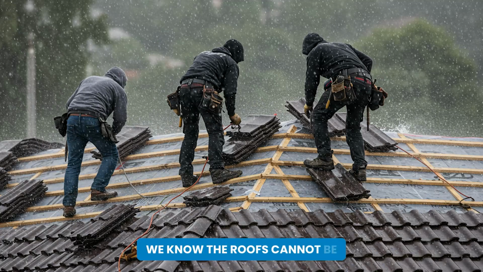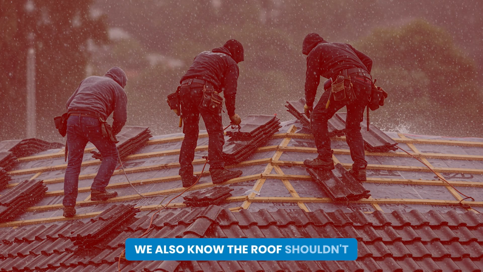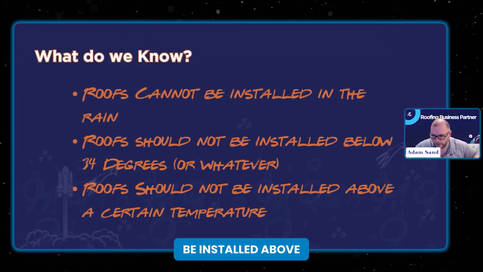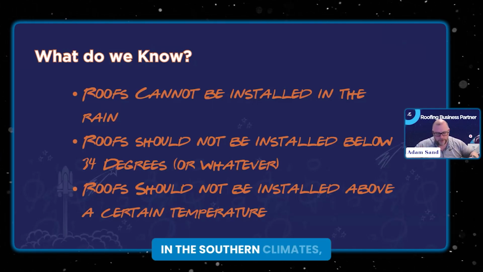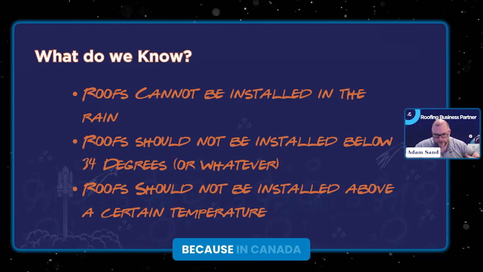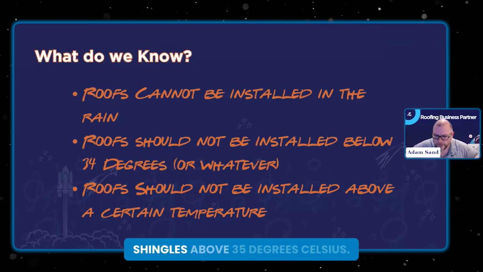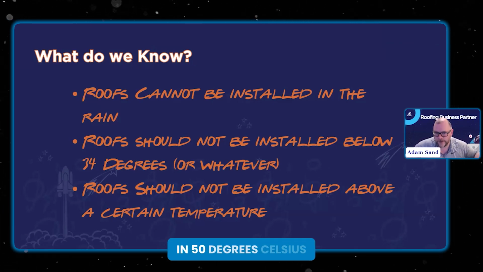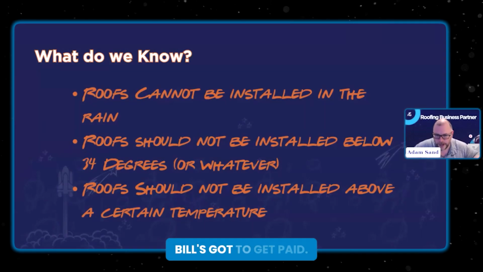We know roofs cannot be installed in the rain. We also know a roof shouldn't be installed below 34 degrees. We don't want to install shingles when it's freezing outside. And they shouldn't be installed above a certain temperature. And again, in the southern climates, that number is a fuzzy number, because in Canada we wouldn't want to install shingles above 35 degrees Celsius, but down in the States they're installing them at 50 degrees Celsius because, again, bills got to get paid.